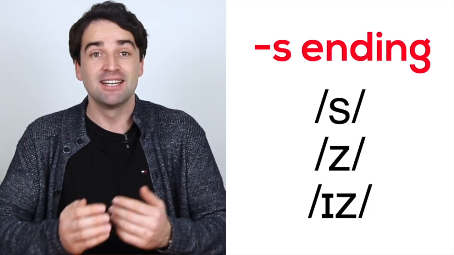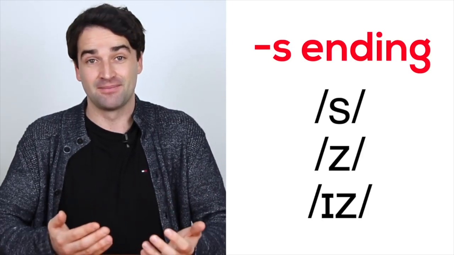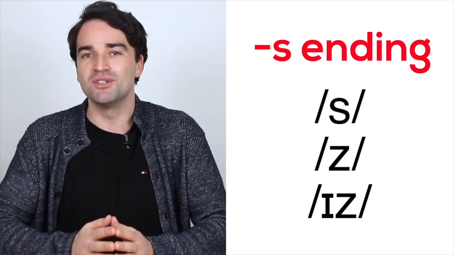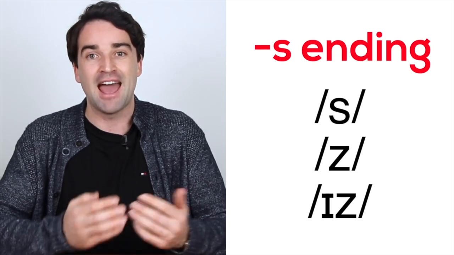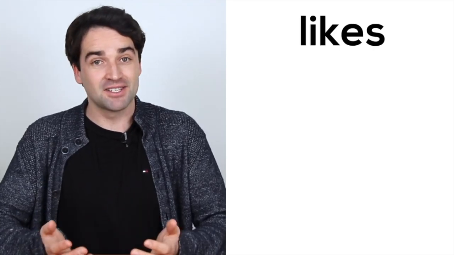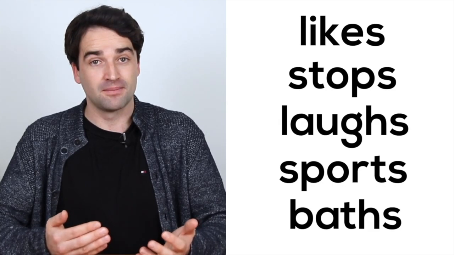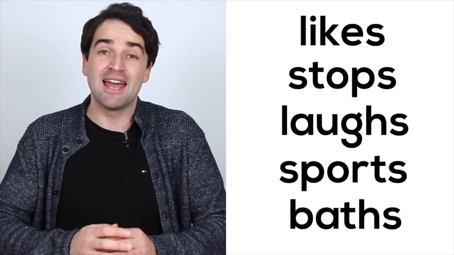And there are three ways that the S can be pronounced. It can be s, z, and iz. So now let's look at some examples and the rules for using the correct pronunciation of S. Let's start with the s ending sound. For example, likes, stops, laughs, sports, and baths. Did you hear the s sound at the end of these words?